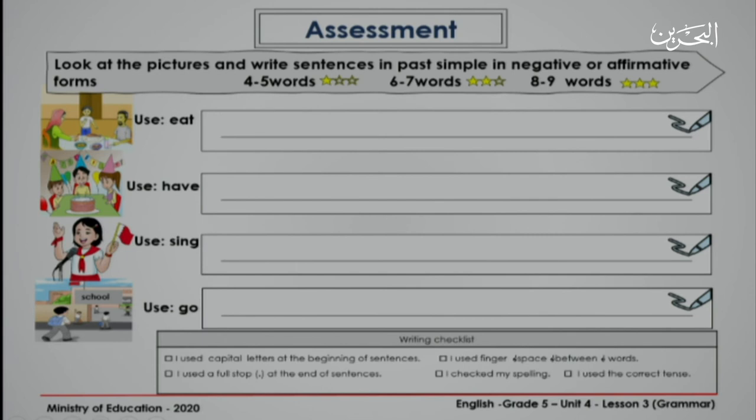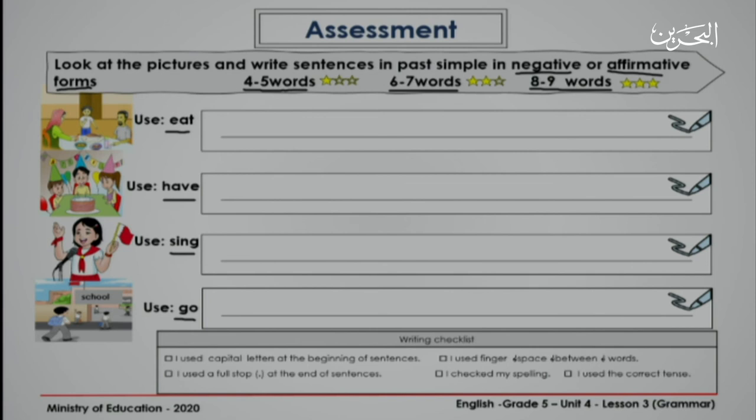Now it's time to practice. You have to look at the pictures and write sentences in past simple in negative or affirmative forms. Next to each picture, you have the verb that you should use. If you write 4 to 5 words, you earn 1 star. If you write 6 to 7 words, you earn 2 stars. And if you write 8 to 9 words, you earn 3 stars.